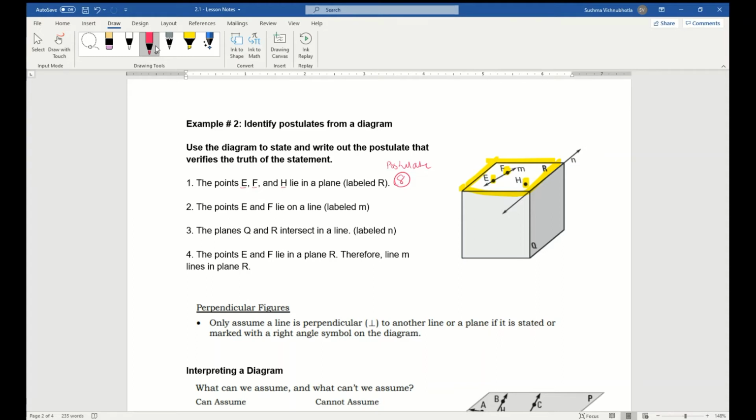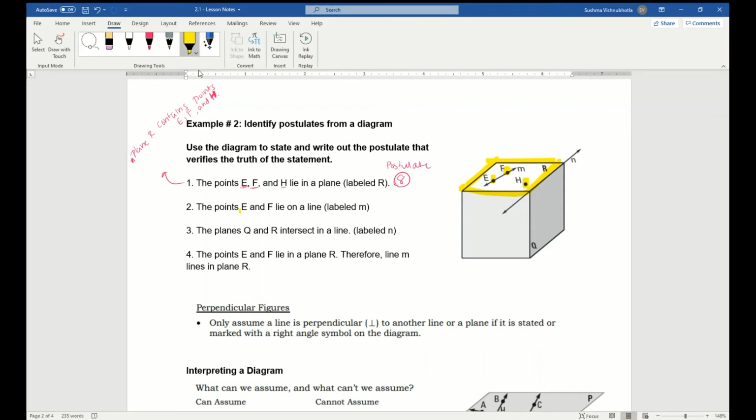Now, if I wanted to use postulate 9 for this, I would actually rewrite this to say plane R contains points E, F, and H. So if I wrote it like this, then this would be postulate 9, which is a plane contains at least 3 non-collinear points. But I started with the points, so this would be postulate 8.